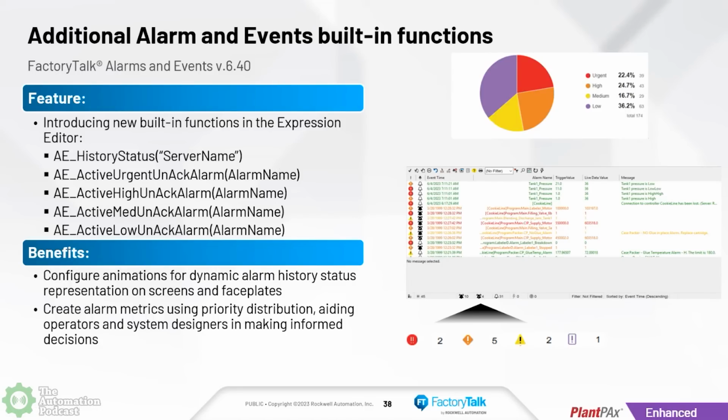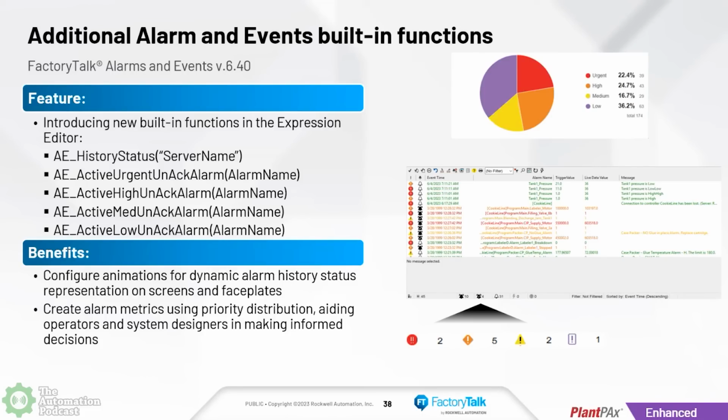All right, moving to the next one, which is additional alarm and events built-in functions. Probably for the more advanced users with FactoryTalk View, you know that there are alarm and events functions available that you can use to animate objects on your displays. There was a request to add another alarm and events function, which we call alarm and events active unacknowledged alarm, so you can do some animations on those properties.